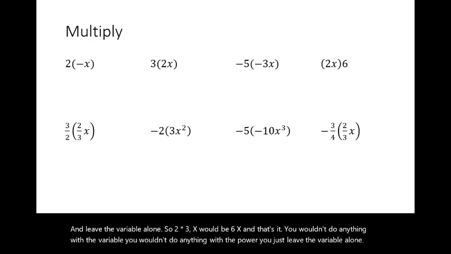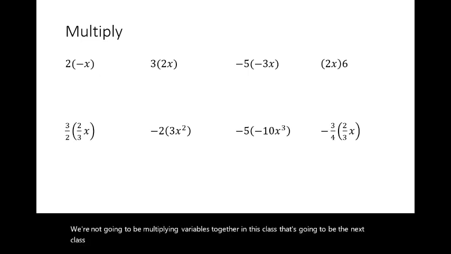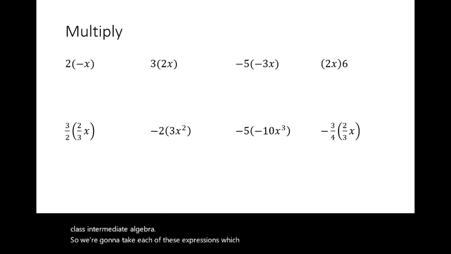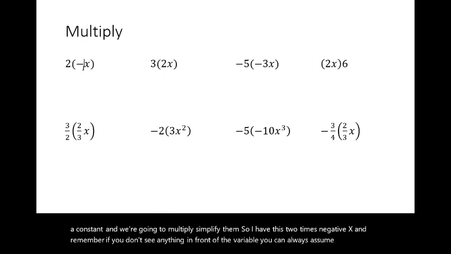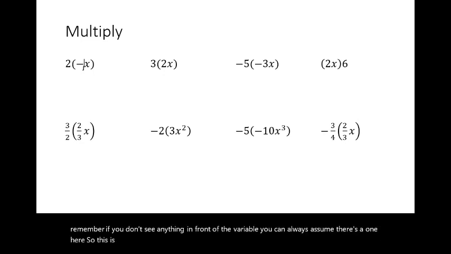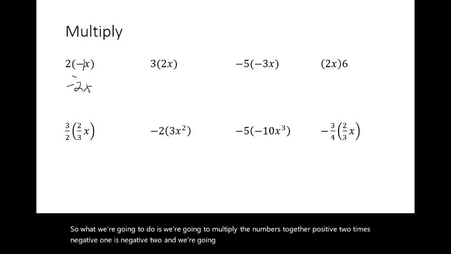So again, we're not going to be multiplying variables together in this class. That's going to be the next class, intermediate algebra. So we're going to take each of these expressions, these are all variable terms multiplied by a constant, and we're going to multiply/simplify them. So I have this 2 times negative x. And remember, if you don't see anything in front of the variable, you can always assume there's a 1 here. So this is positive 2 times negative 1x. So what we're going to do is multiply the numbers together. Positive 2 times negative 1 is negative 2, and we're going to leave the variable alone.